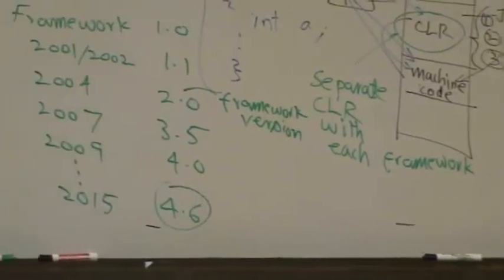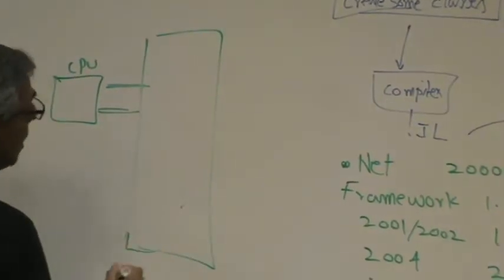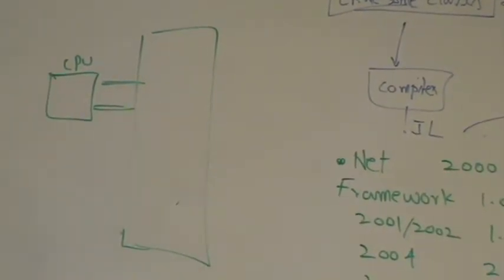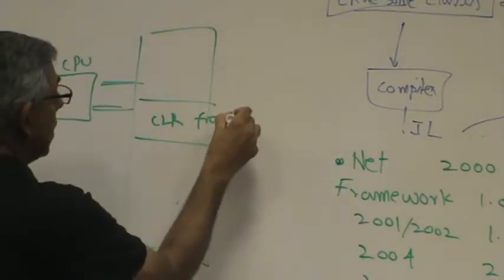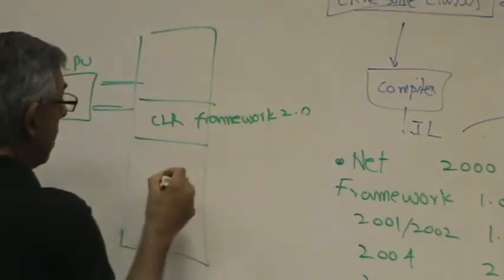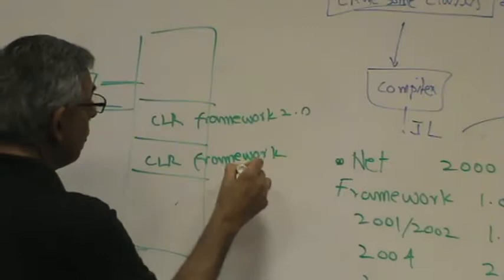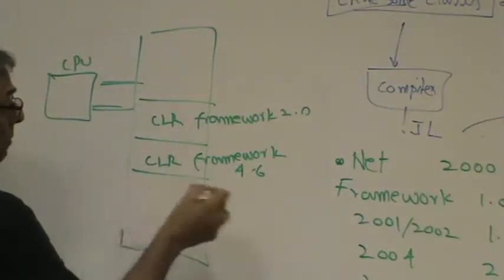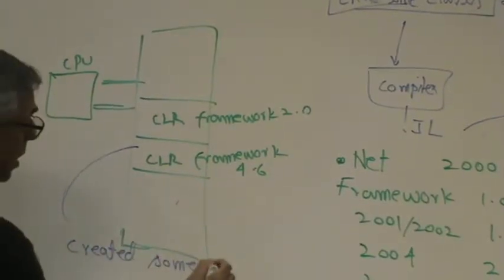So one of the nice things about the .NET environment as compared to Java, even though they've now included it in Java, is that multiple CLRs can exist in the memory at the same time. So there could be a CLR for framework 2.0 as an example. There could be a CLR for framework 4.6 as an example. There could be a CLR for framework 3, and so on. They can exist simultaneously.